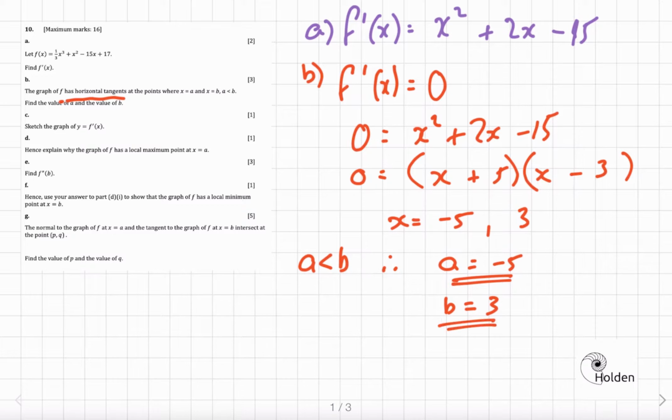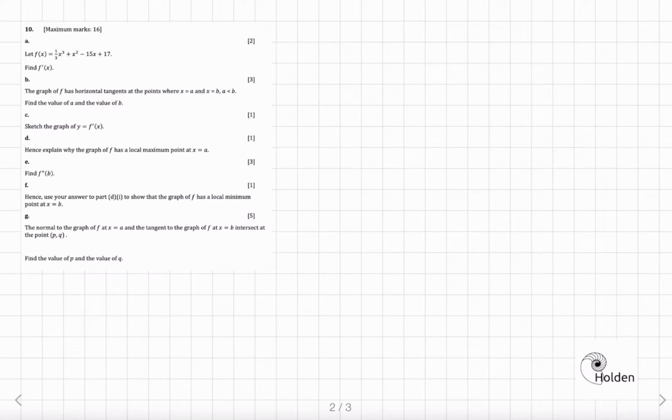C, okay, as I say, we'll come back to the mark scheme at the end. C: sketch the graph of y equals f prime of x. The sketch doesn't need to be accurate, but we do need to label some points. We need to mark our x-axis and our y-axis. We know that we have zeros at 3 and negative 5.